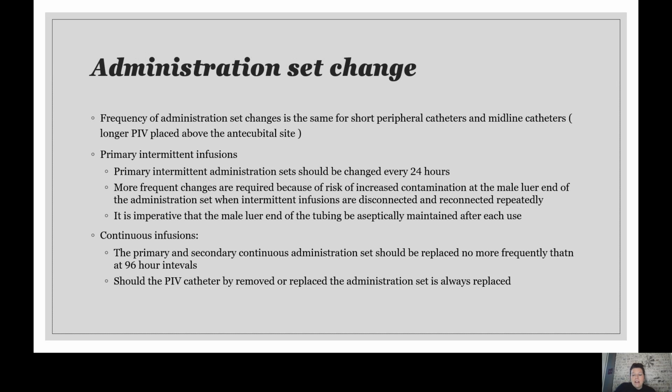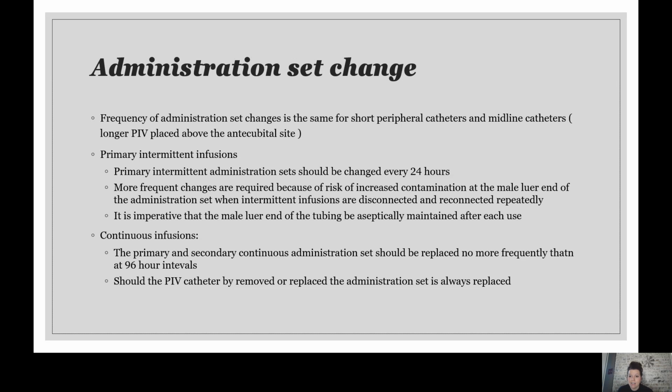Okay. Again, take all this with a grain of salt. These are the recommendations, and facilities use these recommendations, and they base their policies around them, but sometimes the facility policy is different from the recommendation. So that being said, you must know what your facility policy is in regards to changing peripheral IVs.